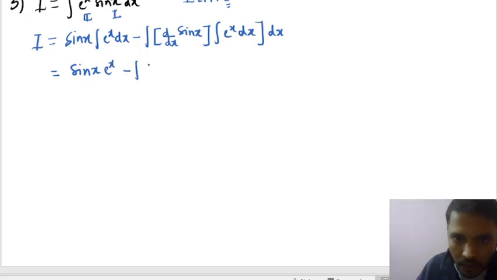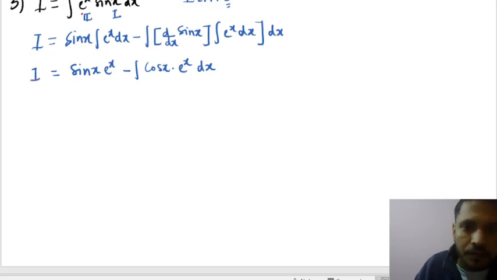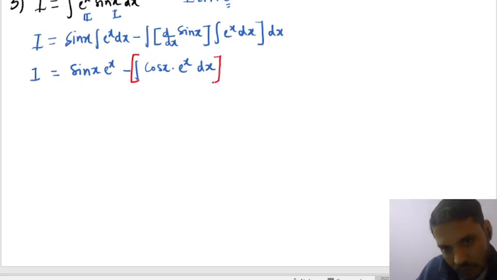Here the derivative of sine is cos x, and the integration of e to the power x is e to the power x, and here dx. So now you can see very clearly, again we are getting the product of trigonometry, cos, and exponential functions, e. So now we have to solve this part actually, right?